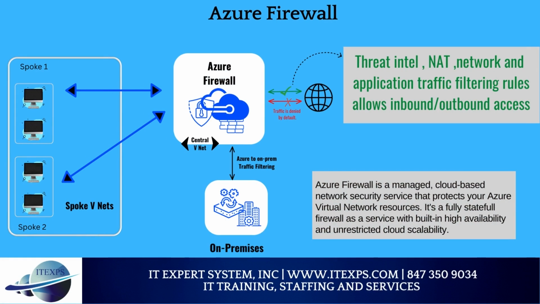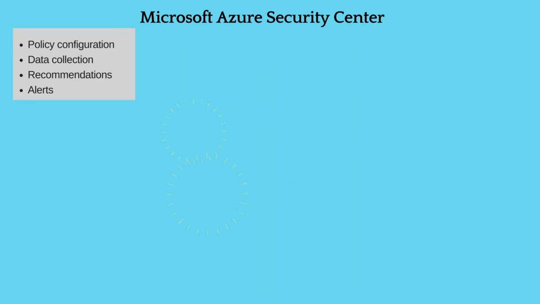Azure Firewall. Azure Firewall is a managed, cloud-based network security service that protects your Azure virtual network resources. It's a fully stateful firewall as a service with built-in high availability and unrestricted cloud scalability. With Azure Firewall, you can configure application rules that define fully qualified domain names, FQDNs, that can be accessed from a subnet, and network rules that define source address, protocol, destination port, and destination address.